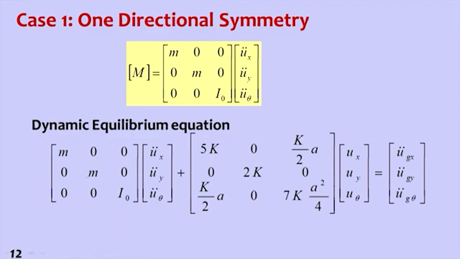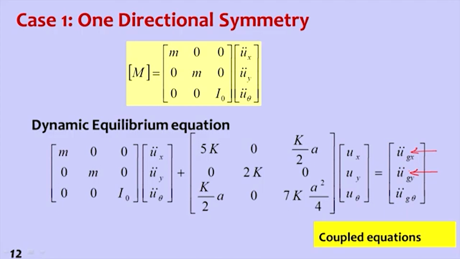Now, we have the mass matrix M, acceleration vector, stiffness matrix, displacement vector, and earthquake ground motion. In this one, if I give only x direction acceleration, it will displace in the x direction as well as the y direction and the theta direction. But if I give y direction only, not x direction, this is 0 and this is 0, it oscillates in the y direction only. That is what we can understand from the dynamic equilibrium equation.